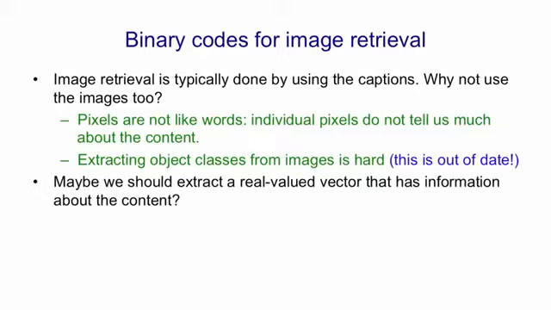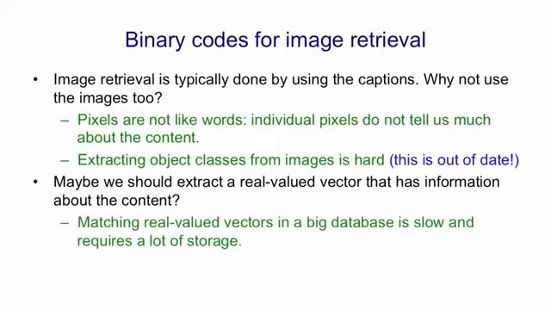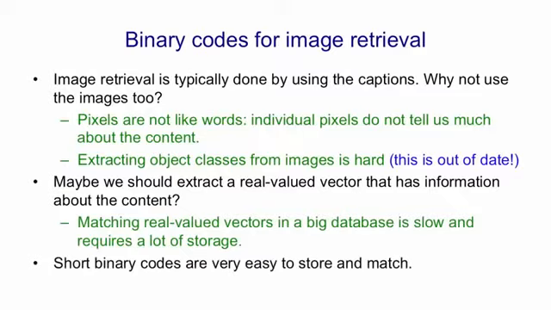So if we're not going to recognize the objects, maybe what we should do is extract a vector that has information about the content of the image, and the obvious thing to extract is a real-valued vector. But the problem is that matching real-valued vectors in a big database is slow, and it also requires a lot of storage for the real-valued vectors. If we can extract a fairly short binary vector that contains a lot of information about the image, that's much easier to store and much faster to match. Even faster is to use a two-stage method.